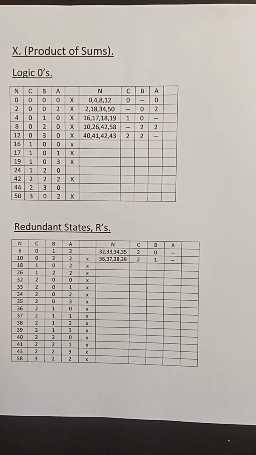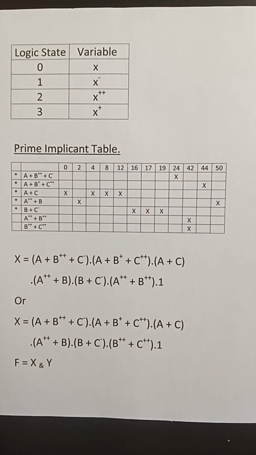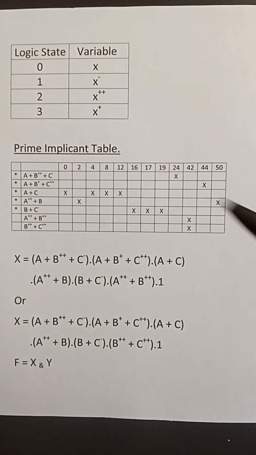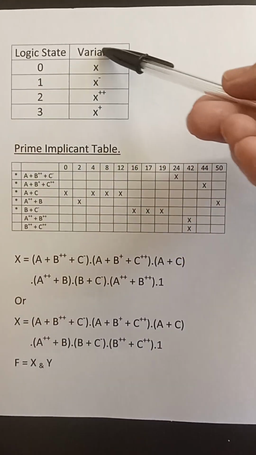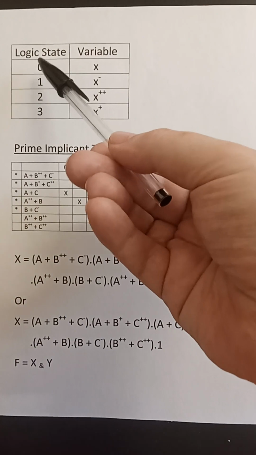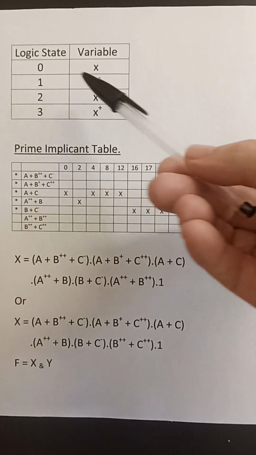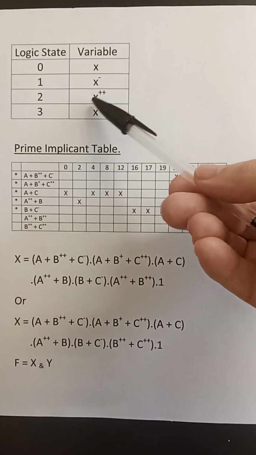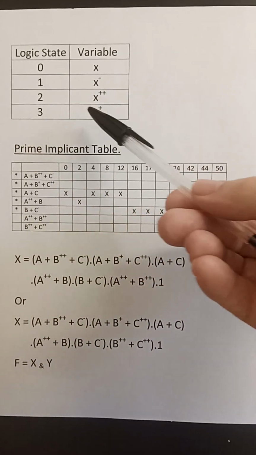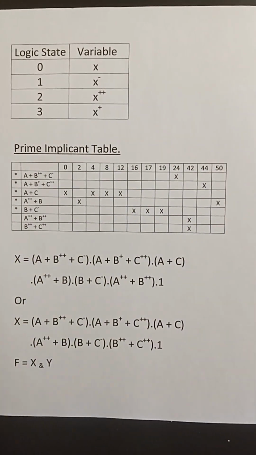That's it. So we'll look at the prime implicant table. Here these are logic states again as before. Different coding of variables. If the logic state is 0, it's x. If it's a 1, it's x minus. If it's a 2, it's x plus plus. If it's a 3, it's x plus. That's because you're dealing with the logic zeros.